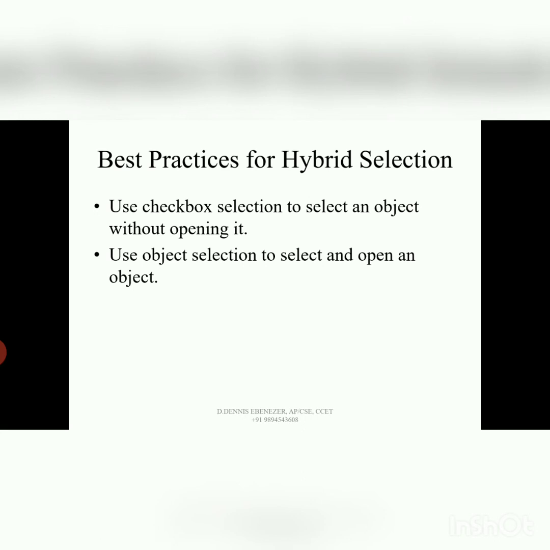The second practice is using object selection to select and open an object. Object selection is nothing but when you hover the mouse over an object, it will say about the nature of the object, so that the user might make a decision to select or not. This is all about hybrid selection.